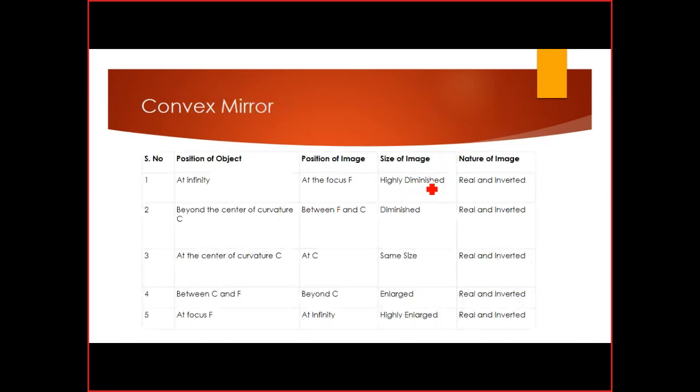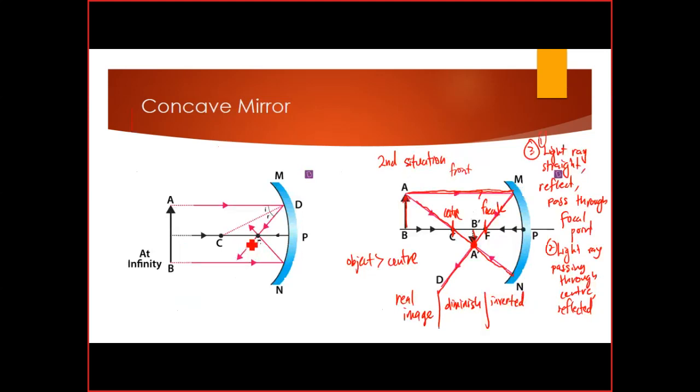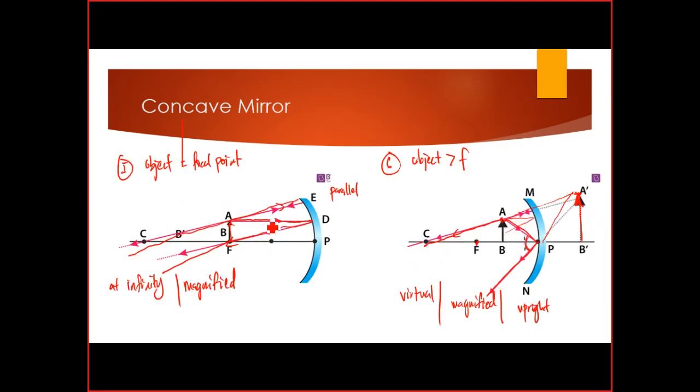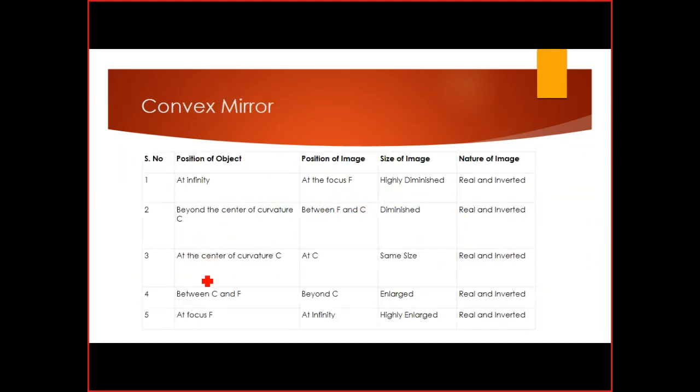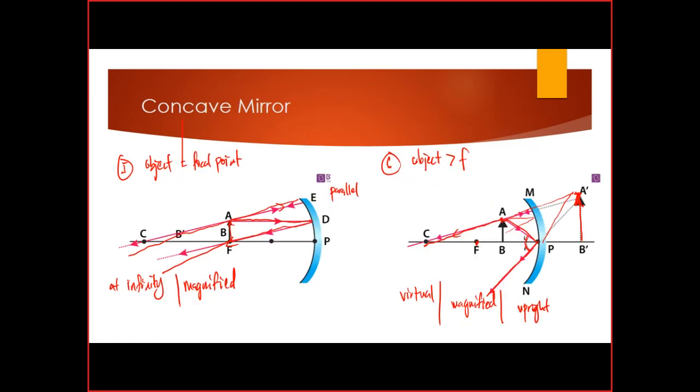Okay, and then it is highly diminished, it is real and inverted. Highly diminished meaning that you don't really have the image anymore. It is becoming a point already. Okay, and then second, third, and also fourth and fifth. I actually don't put the sixth one. You can put the sixth on your own.